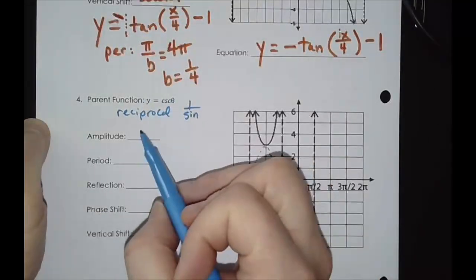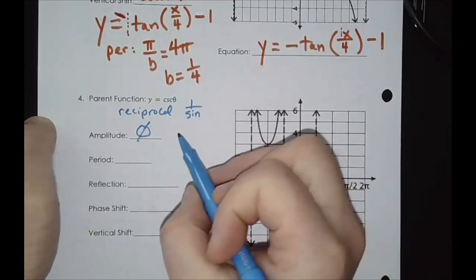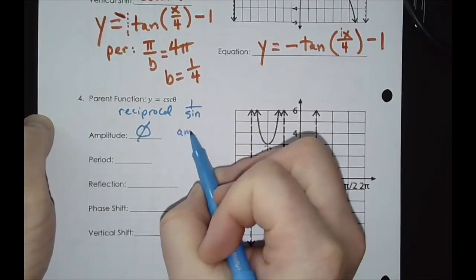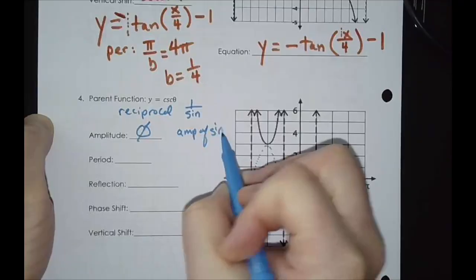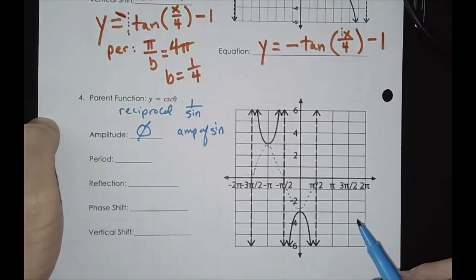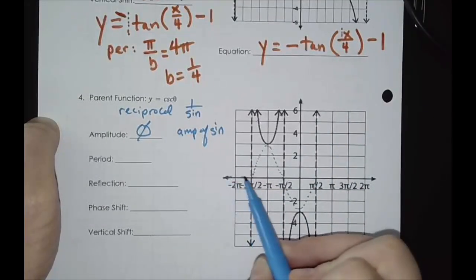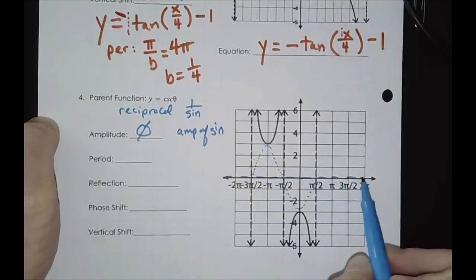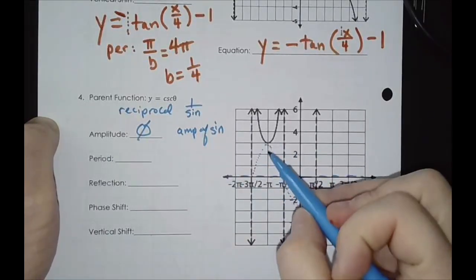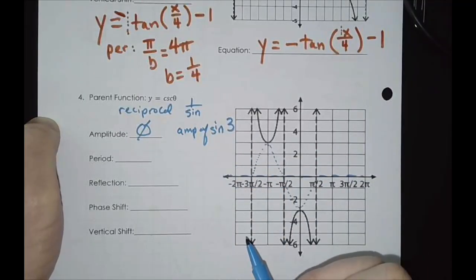Technically, for secant and cosecant, there's an amplitude that is undefined. But we're going to say amp of sine, because that would give us our stretch factor, the number that goes in front. So what do you think that number is going to be in front? Midline would be here. That number in front is going to be 3 up from there, 3 down from there. So it's going to be a 3 in front.